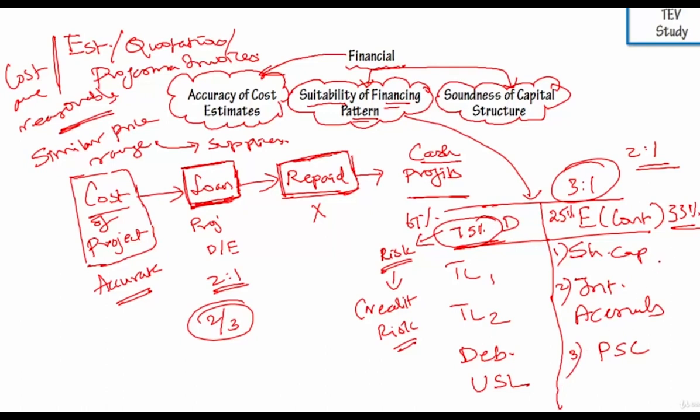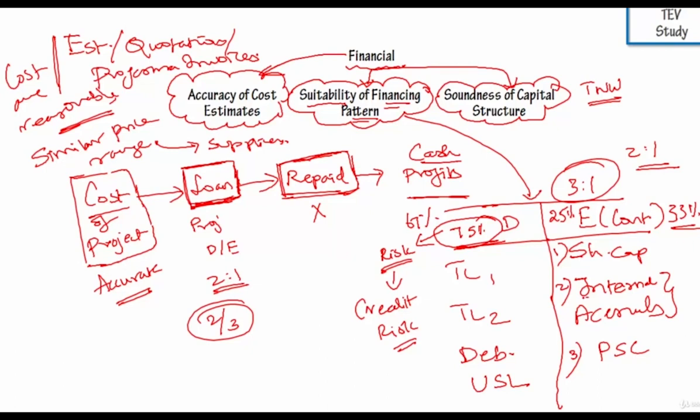Okay, share capital, fine, this directly goes to TNW. But they may have some reservations on internal accruals, because internal accruals are not dedicated for funding projects. Internal accruals have various roles. Internal accruals have to be used for distributing dividend.